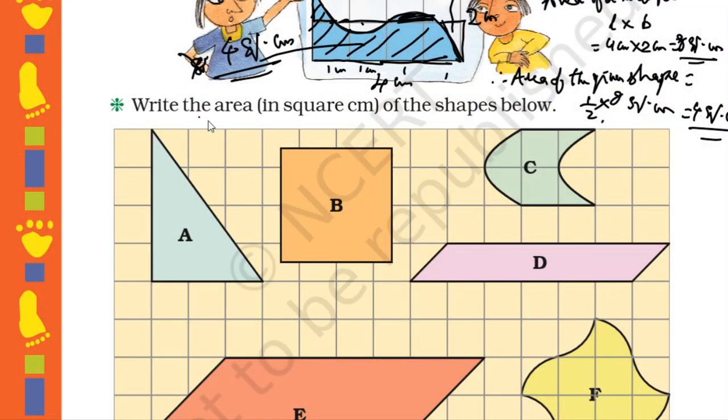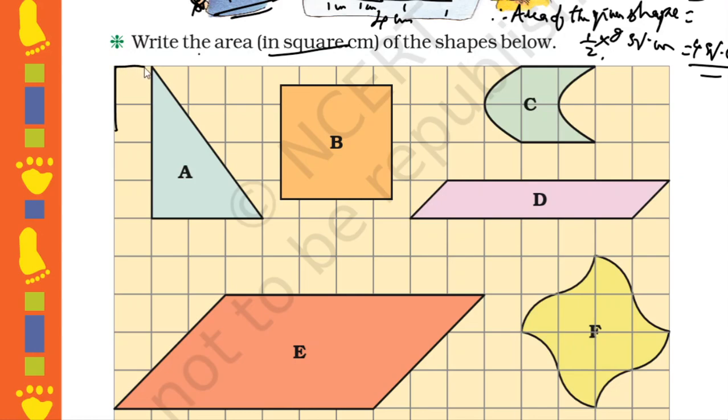In the previous video, we learned how to find the area of the given shape. Now, in this video, we will see how to write the area of the shapes given below. Write the area in square centimeters of the shapes below. Square centimeters means here the side of this square is given as 1 centimeter. That's why the unit for area is square centimeters.